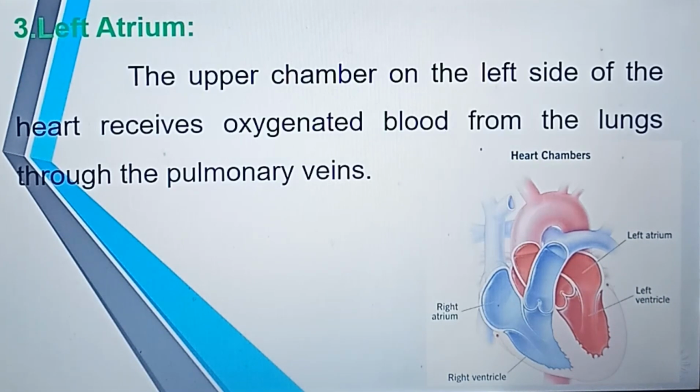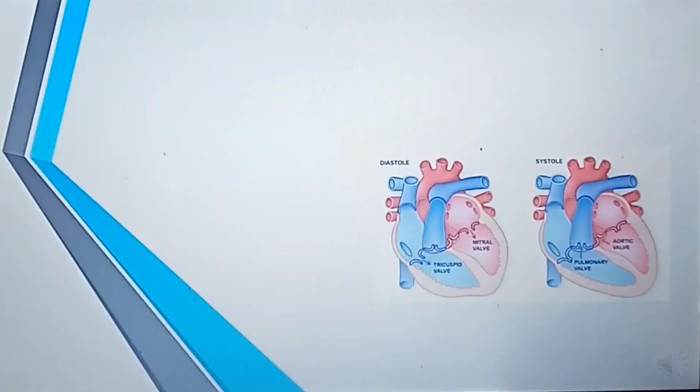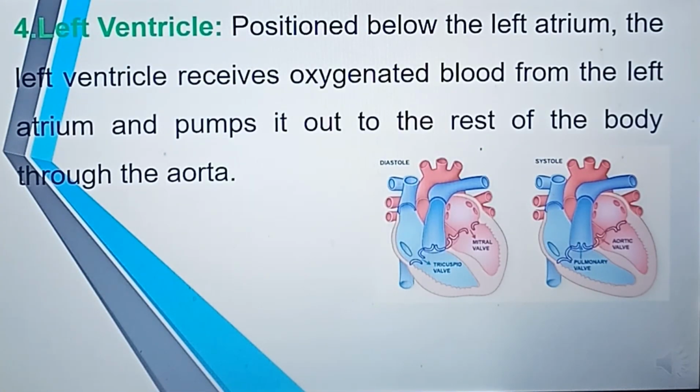Left atrium. The upper chamber on the left side of the heart receives oxygenated blood from the lungs through the pulmonary veins. Left ventricle. Positioned below the left atrium, the left ventricle receives oxygenated blood from the left atrium and pumps it out to the rest of the body through the aorta.